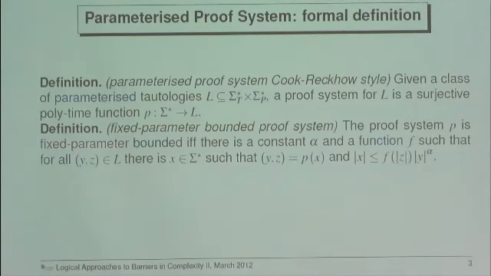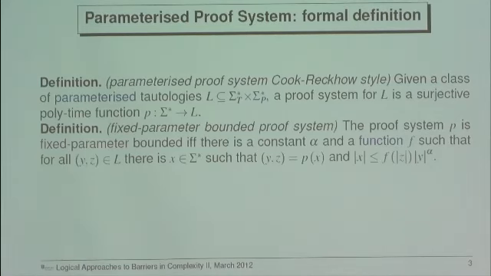In the classical case, we have the notion of a polynomial bounded proof system, and that is a proof system for a class of tautologies for which every tautology in that class has a proof whose size is bounded in the size of the tautology. But in this case, again, it's an amendment of that definition in the most straightforward way.